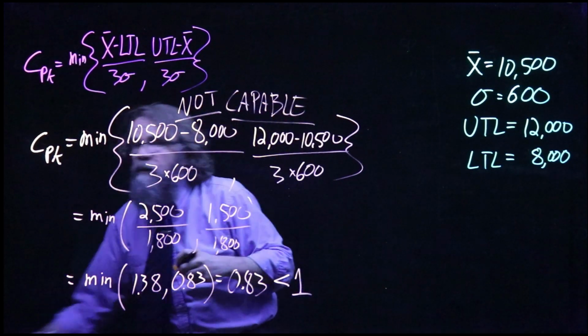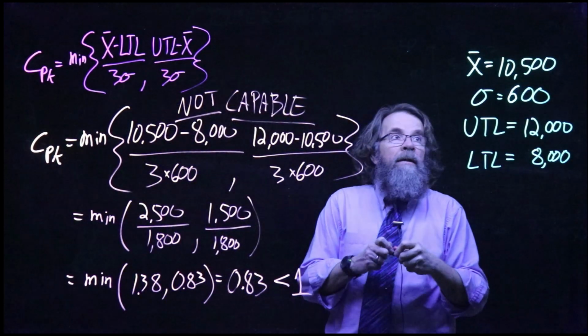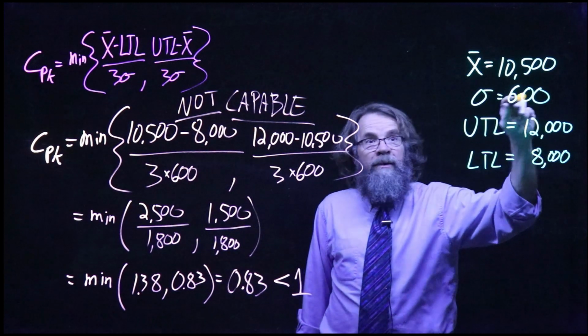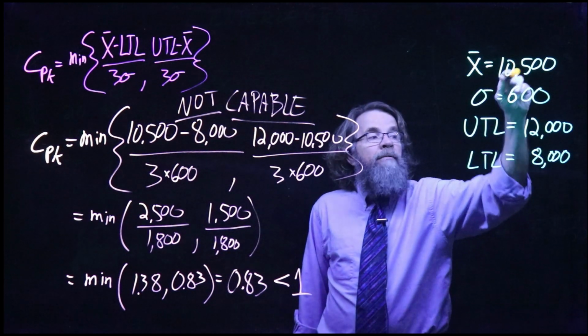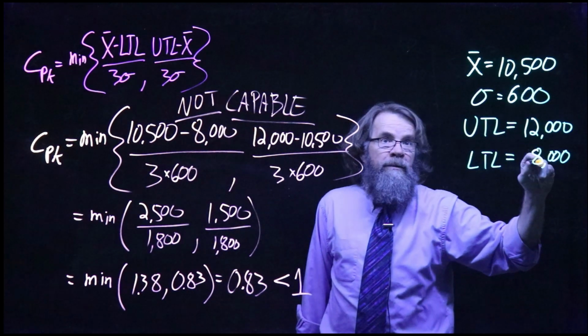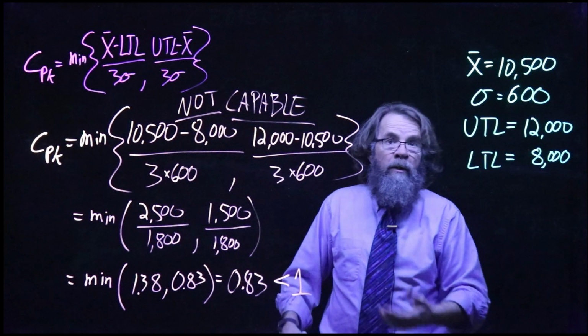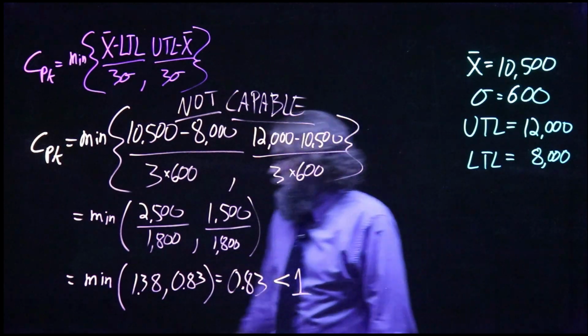So that's all we have to do. Take the upper tolerance limit and subtract the average from it, divide by 3 standard deviations, and then take the average and subtract the lower tolerance limit from it, divide by 3 standard deviations, and then whichever one is smaller, compare that to the number 1.